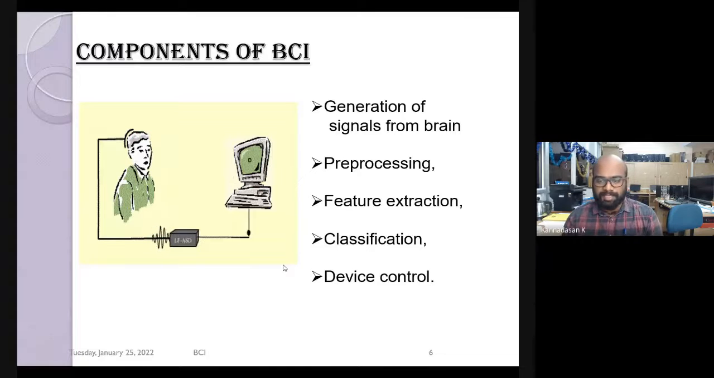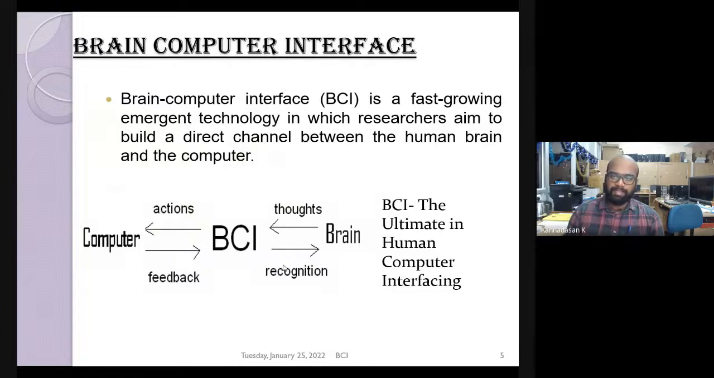My BCI system has said move left, move right. Then the device, the wheelchair, should move towards that particular direction. So these are the basic components of BCI. First, we'll generate the signal from the brain, we'll store it somewhere, pre-process it, extract the features, and build the model. And finally, we'll apply it on some application.